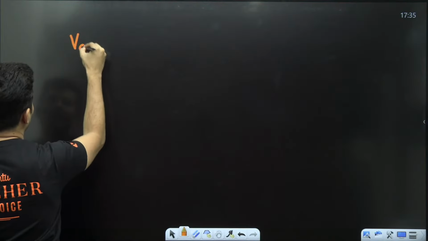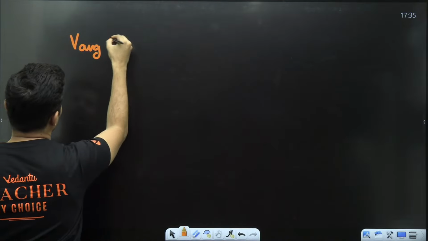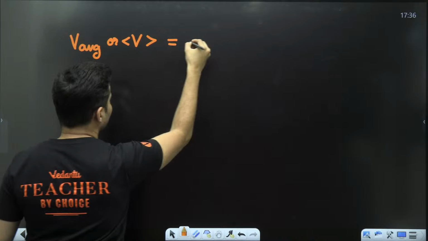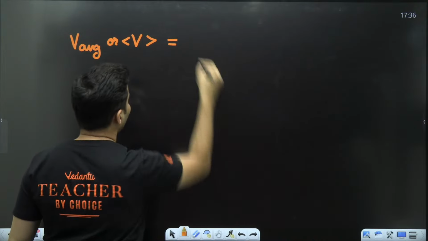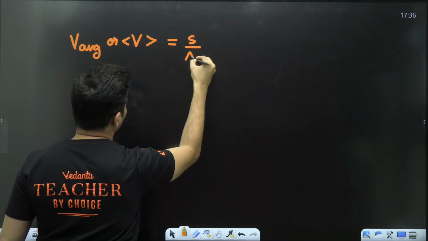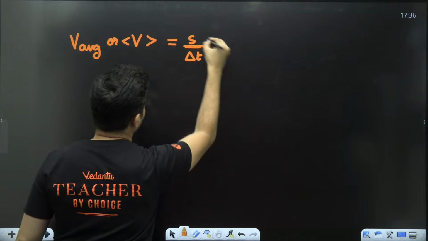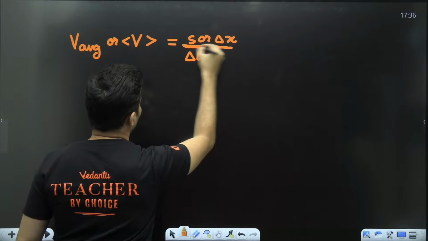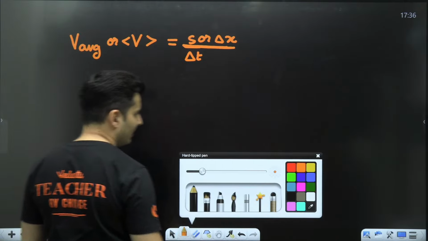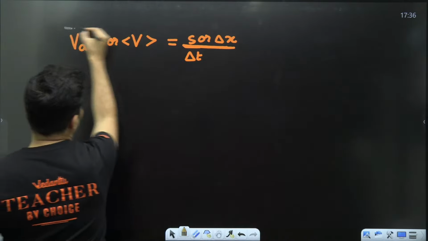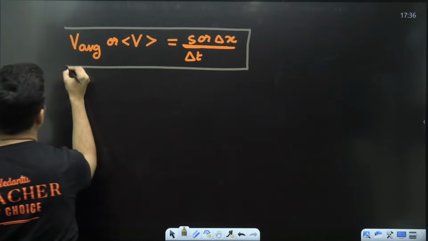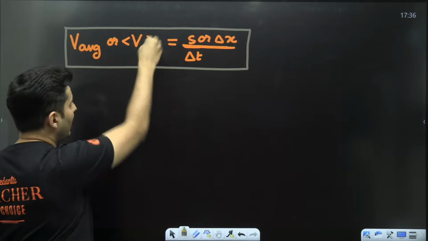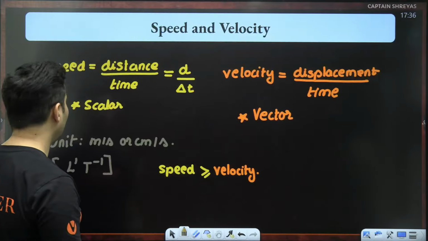So our average velocity, which I can also symbolize with triangular brackets, is displacement S divided by delta t. If you don't like S, you can also put delta x, one and the same thing. Okay, S or delta x, one and the same thing, guys. So this is our formula for our average velocity. This triangle bracket means average. Please keep that in mind.